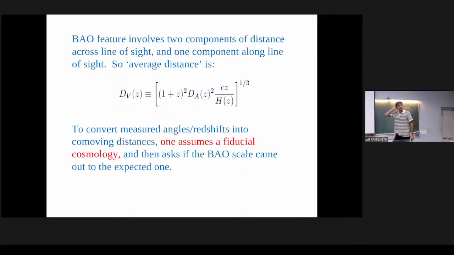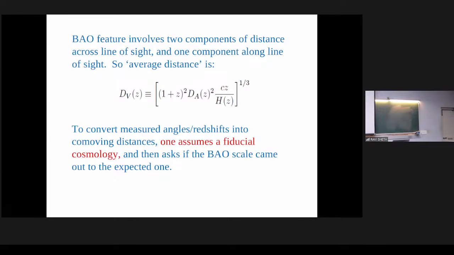What do we actually measure? Well, we're really measuring a sphere. And so the sphere means that if you're looking, then you're seeing 2 angles and a width in redshift. And so the sphere has angular diameter distance and redshift distance, two components: across the line of sight, one component, and along the line, another component. That's the thing that you're really measuring. Okay.